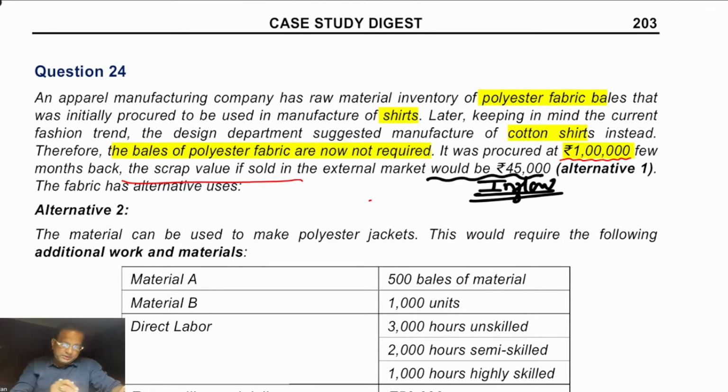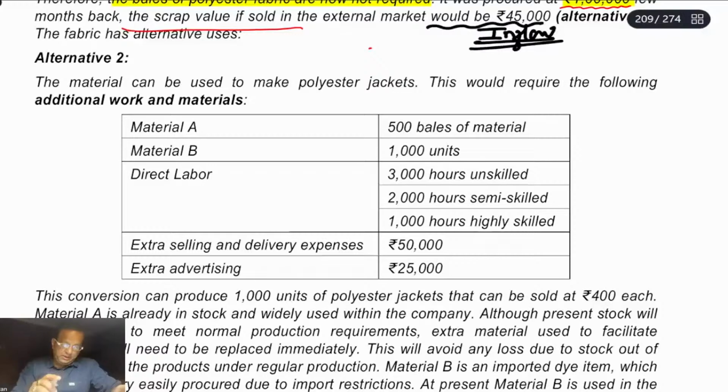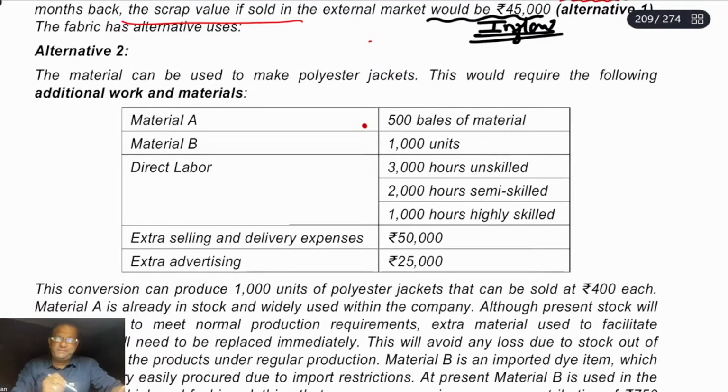This would require the following additional work and material. This is very important. Additional work and material. Material A is required, 500 bales of material. Material B is required, 1000 units. 3 categories of labor are required: unskilled, semi-skilled, and highly skilled. Extra selling and delivery expenses are required, and extra advertisement of 25,000 rupees is required to make use of that polyester fabric into polyester jacket in alternate number 2.